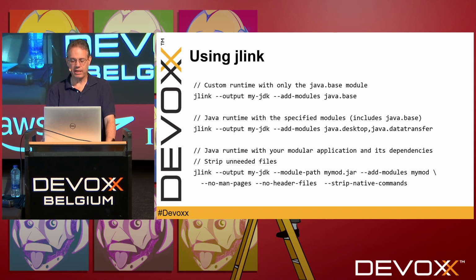And the last one adds some additional modules. In this case, let's pretend that I have a module called mymod, and it says in addition to that jar file, which contains my module, and that module, it'll pick its transitive dependencies. And I don't want man pages, header files, or native commands. I don't need the Java launcher. I don't need any of these other things. And so you'll have a custom runtime without any of that.